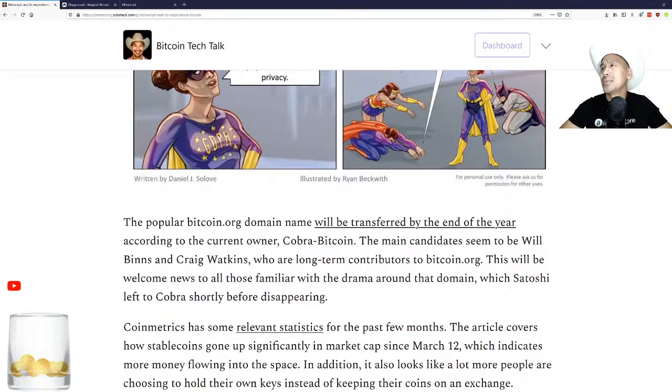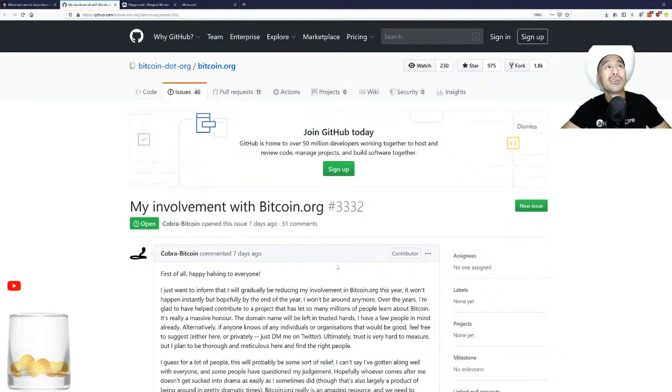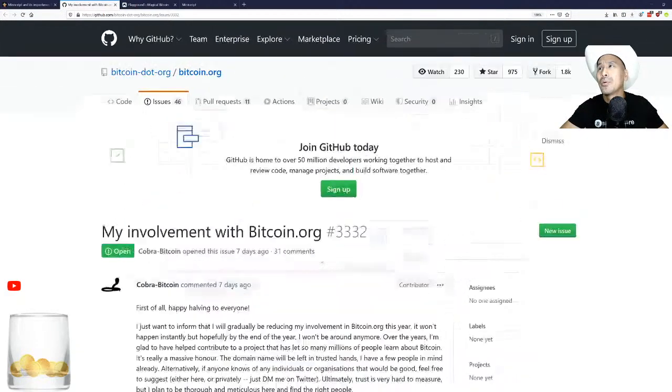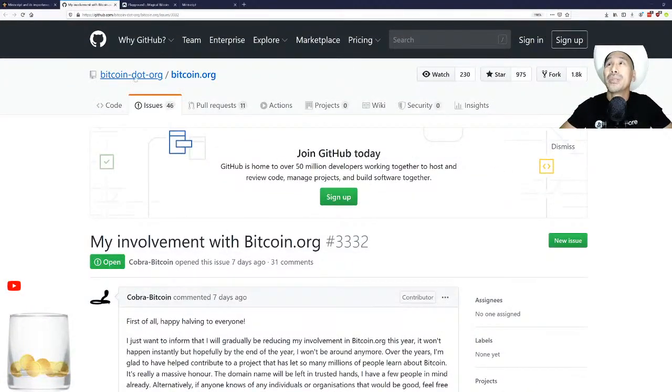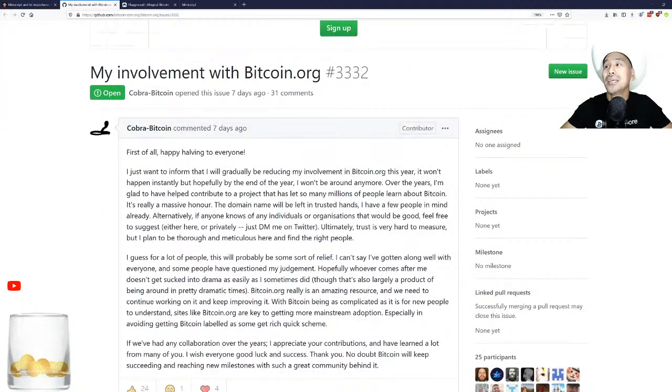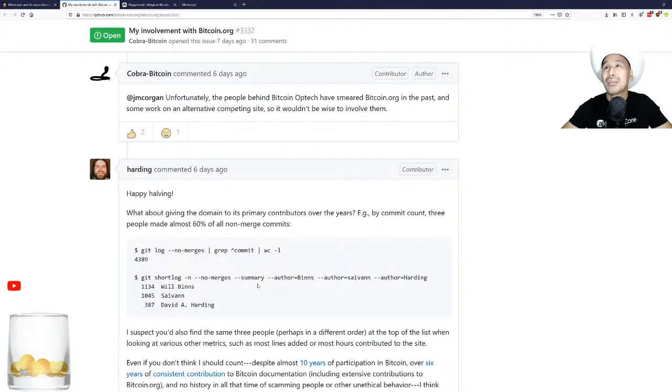Here's another story that I was a little bit surprised by. I talked about this a little bit on Tone Show, but this is Cobra Bitcoin opening an issue on the Bitcoin.org GitHub, saying that he's going to essentially resign, or step away from management of the Bitcoin.org domain. Now, Cobra was handed the Bitcoin.org domain when Satoshi disappeared, and he's been taking care of it ever since. So it's been like 10 years since Cobra has been working on this.